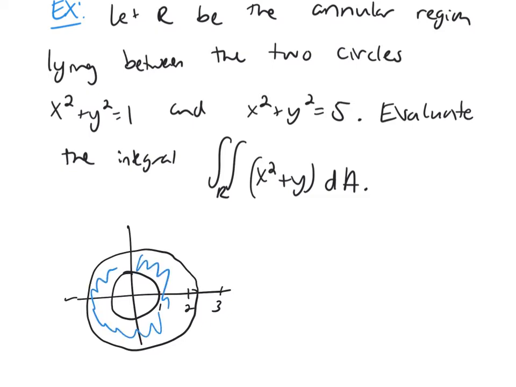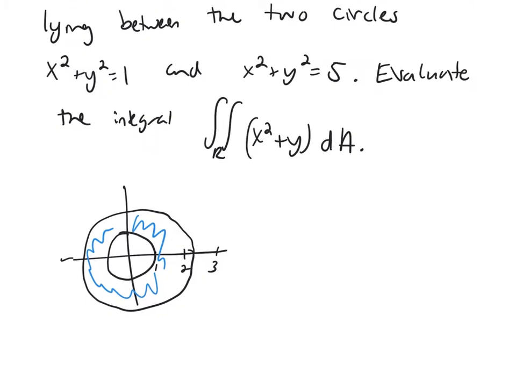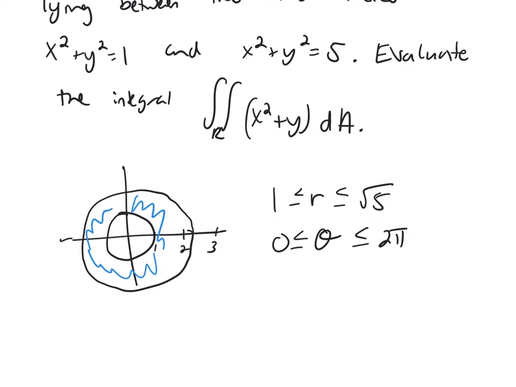So again, that's an annular region. So I can write this region R: r is between 1 and the square root of 5, and theta is between 0 and 2 pi. And now, don't forget, we're going to need to plug in place of x r cosine theta. So in ours, we have an x squared, so x squared would be that squared.